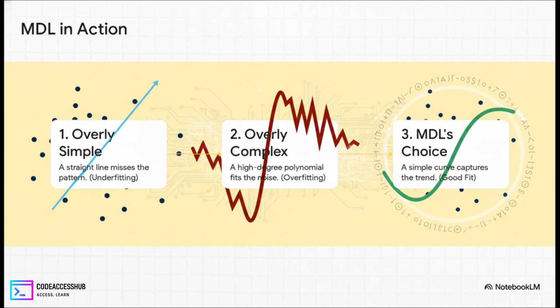Let's make this real. Imagine you've got a scatter plot of data. You could try to explain it with a straight line. That's a super simple model, a really short description. But it probably misses the real pattern, right? That's underfitting. On the other extreme, you could draw a crazy squiggly line that goes through every single data point perfectly. That's an incredibly complex model. It's not learning the pattern, it's just memorizing the noise. That's overfitting. MDL is the principle that helps us find that perfect Goldilocks curve in the middle, the one that's simple enough not to be noisy, but complex enough to capture the real story in the data.